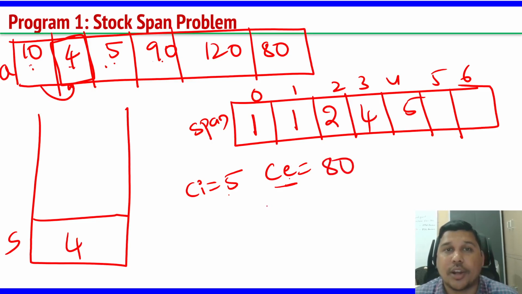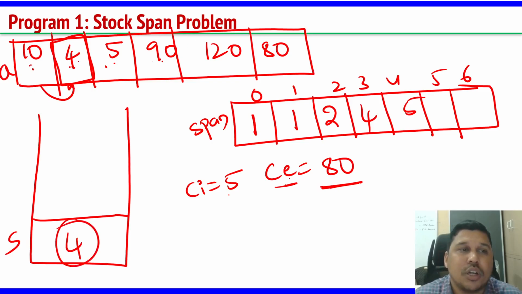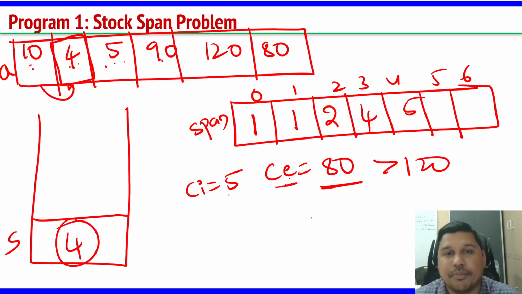What is my algorithm here? Compare this 80 with the stack top index element. The index is 4 here. What is array of 4? 0, 1, 2, 3, 4, 120. Is 80 greater than 120? No. In this case, it is not true.